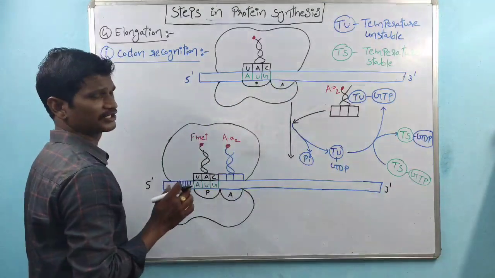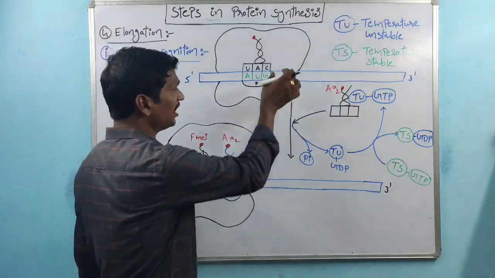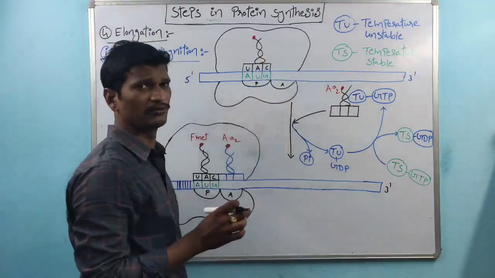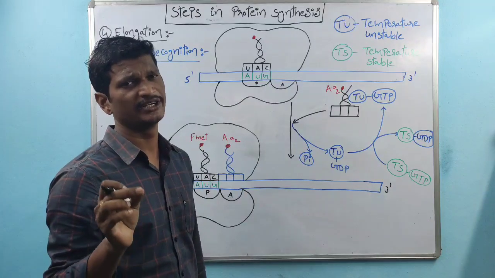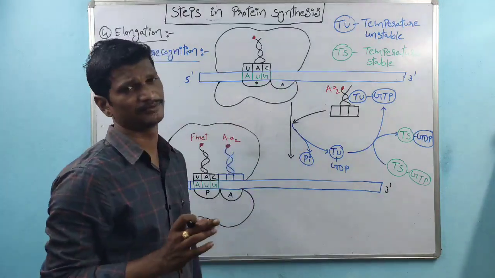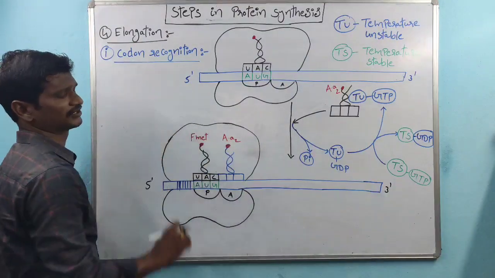So what is codon recognition? It means codons are recognized by anticodons, with binding of the loaded tRNA at the A site. So that step is considered codon recognition.